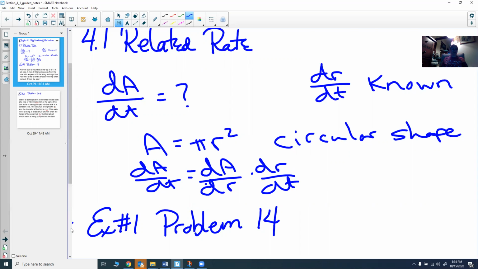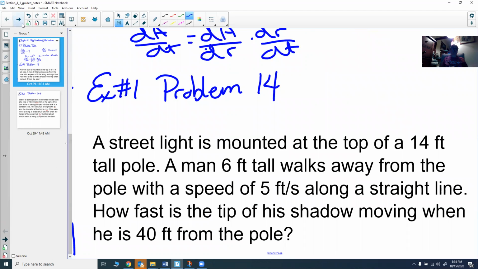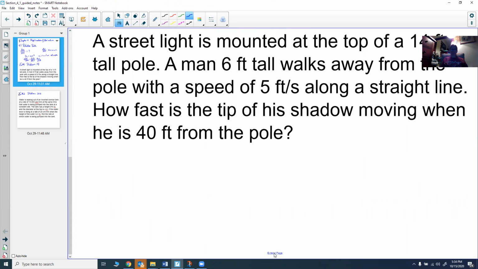So let's go ahead and try an example. This is example 14 from the Stewart Concepts and Context textbook, fourth edition. It says a street light is mounted at the top of a 14-foot tall pole. A man 6 feet tall walks away from the pole with a speed of 5 feet per second along a straight line. How fast is the tip of his shadow moving when he is 40 feet from the pole?